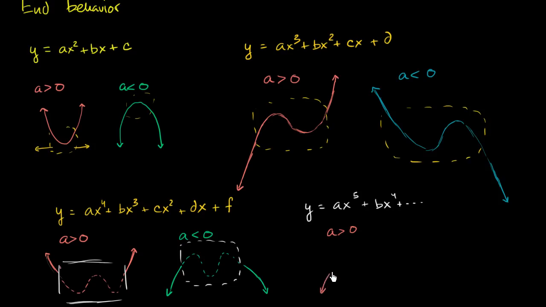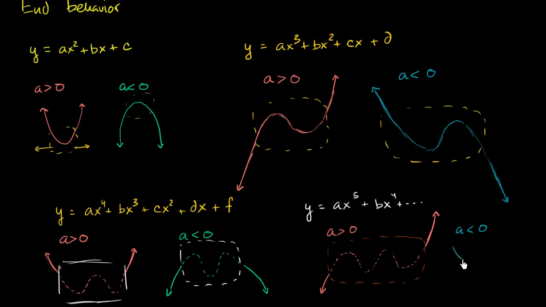Now, it might do some craziness. It might do some craziness like this in between. But then for really large x's, it will look the same as ax to the third when a is greater than 0. So once again, very similar end behavior when a is greater than 0, and very similar end behavior when a is less than 0.